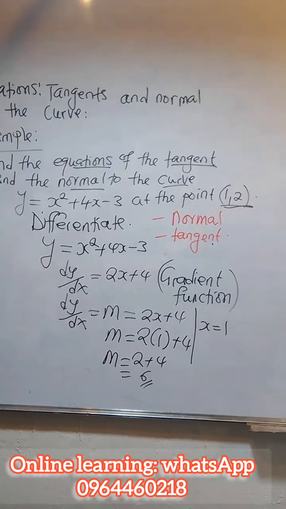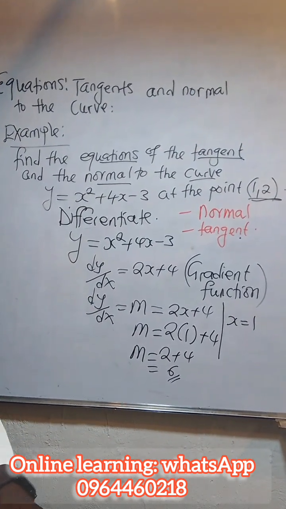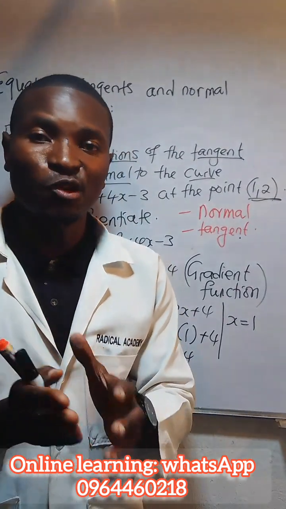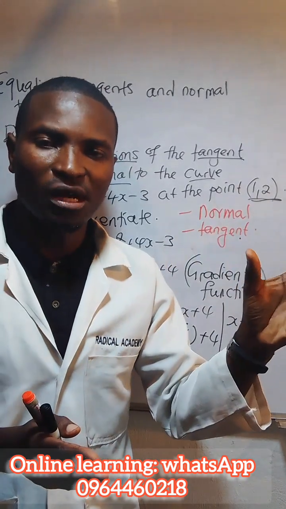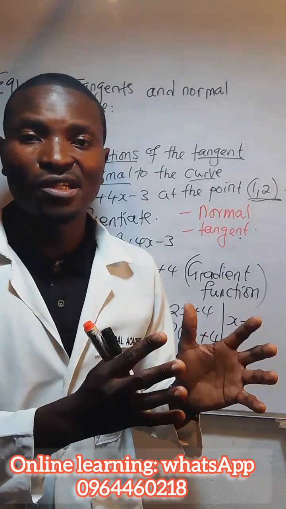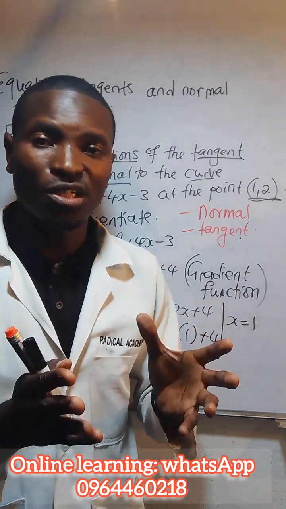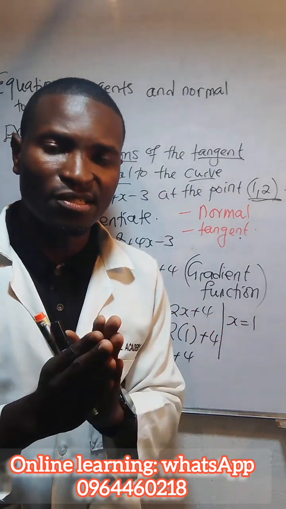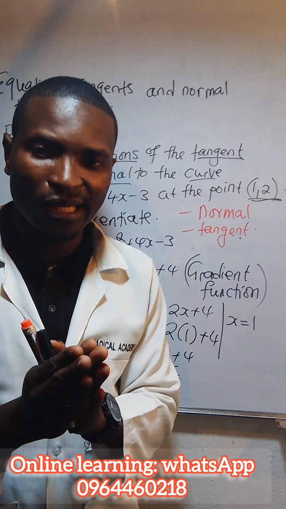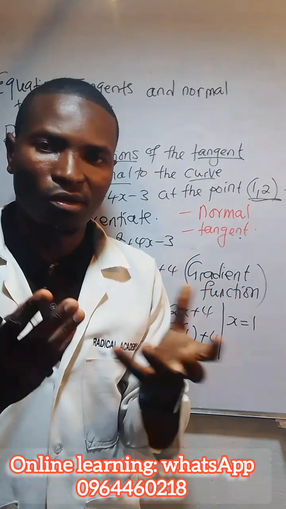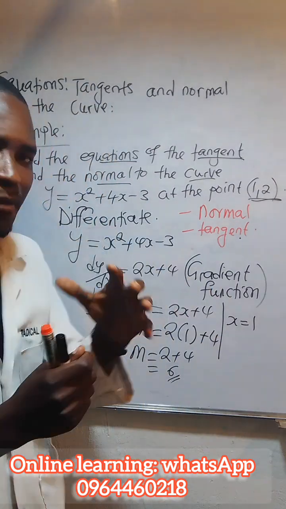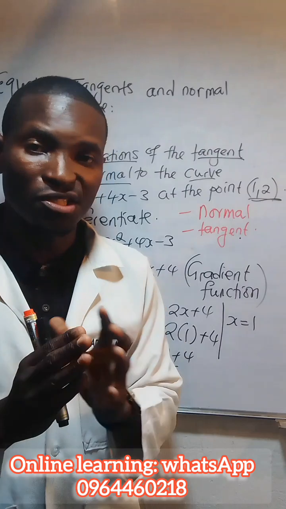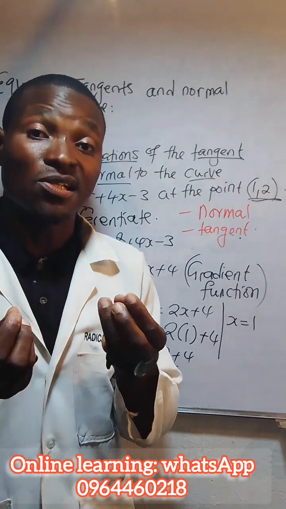Now, once we find the specified gradient, because when x is 1, the gradient of that differentiated function, or rather equation, is 6. So, the gradient of this curve and the tangent, they're just the same.